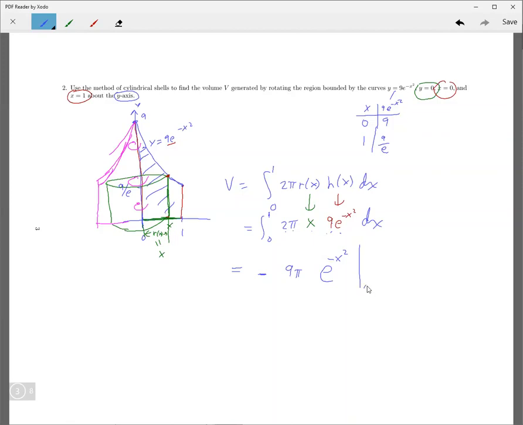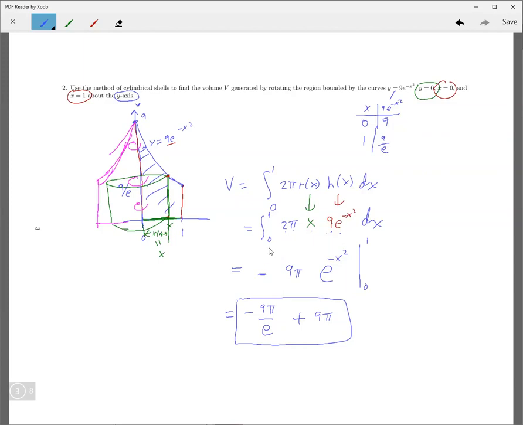And you're integrating from 0 to 1. So that's going to be negative 9 pi. We put a 1 in, that's going to be e to the negative 1, which is actually 1 over e. And then subtract, and subtracting a negative is positive, and then 9 pi, and you put a 0 in here, you get 1. So it's that. Okay, so this will be the answer right here: negative 9 pi over e plus 9 pi.